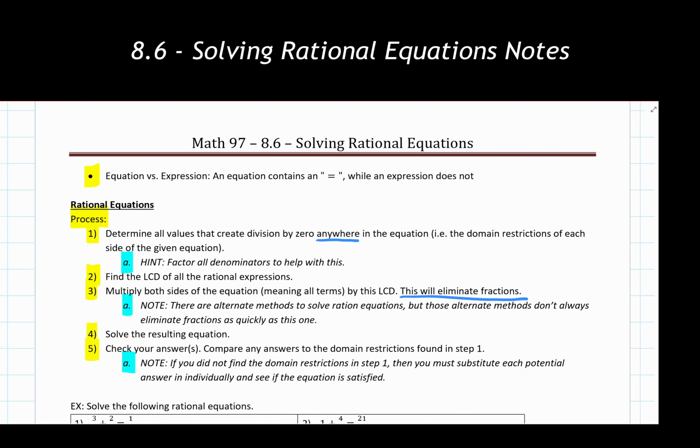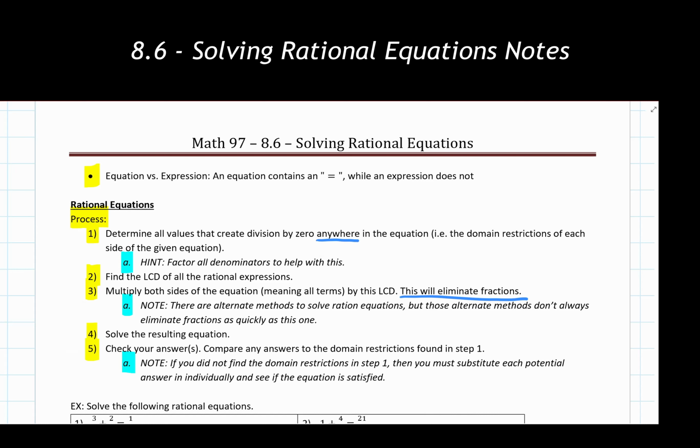If you have chosen to not find the domain restrictions in step 1, then the alternative is you absolutely must take all of the answers that you find and plug them back into the original equation to see if the equation is satisfied. And if you're thinking, oh man, I'm going to be seeing some pretty complex and nasty looking starting equations, yes, that is why we do step 1, to save us a whole bunch of headache and extra work at the very end of the problem. Of course, if you do not want to do that at the very beginning, then you are going to be plugging those in and you will need to check all of those values individually.